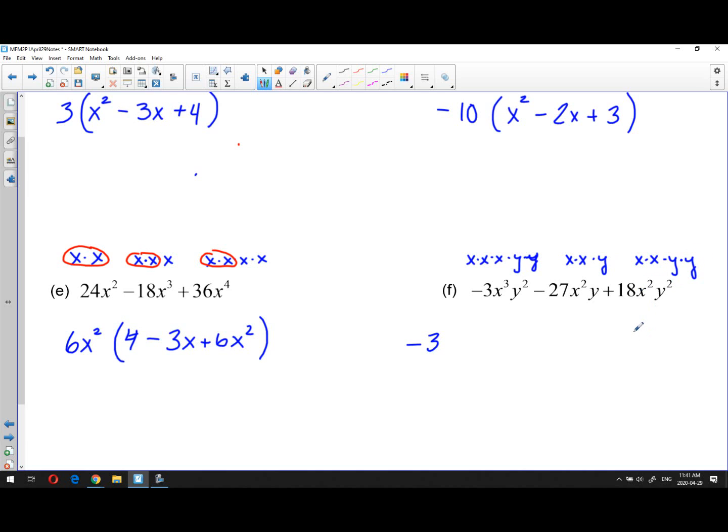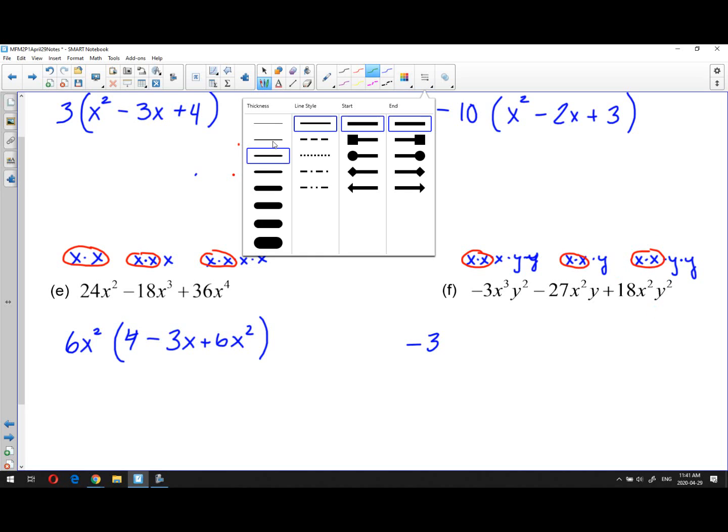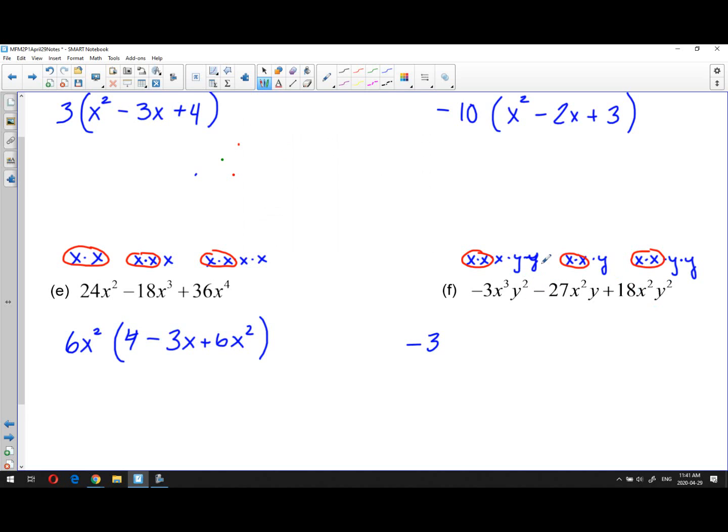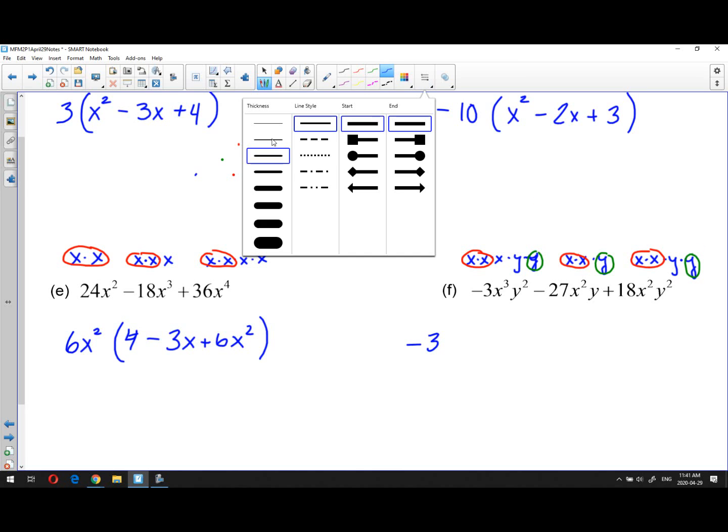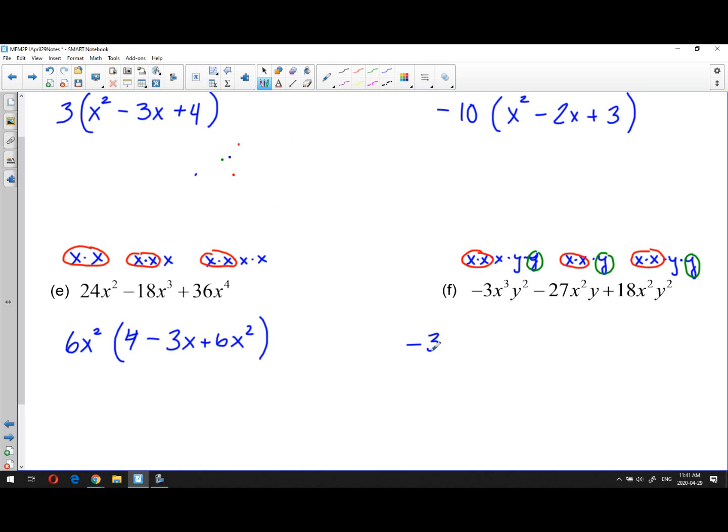Now let's look at the variables. What's the largest number of x's I could remove from all 3 groups? Well, that would be 2. I could remove 2 x's, 2 x's, 2 x's. And what's the largest number of y's I could remove from all groups? Just a single y. So my greatest common factor then, it's negative 3, but it's also x squared, and it's also y.